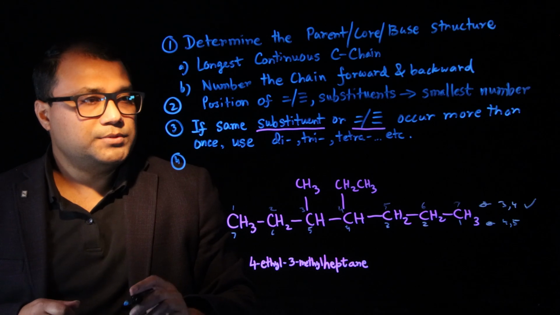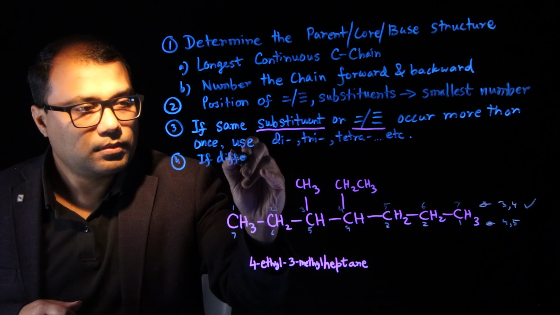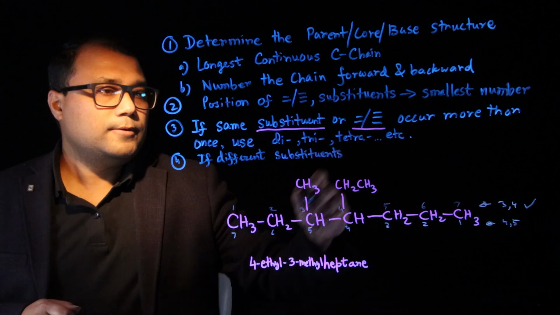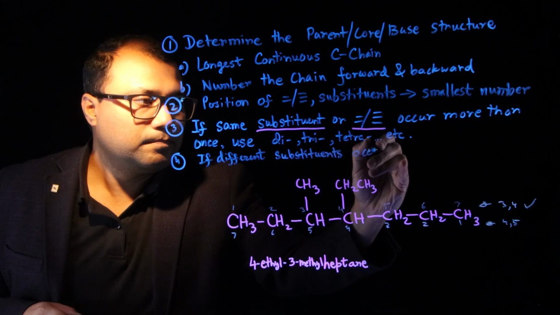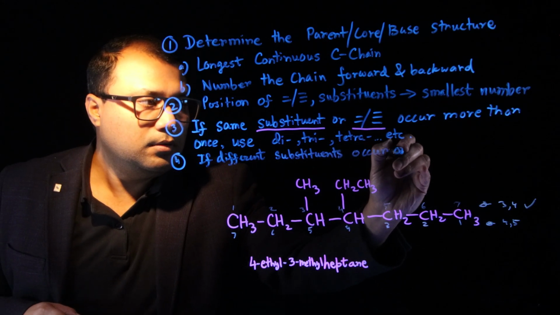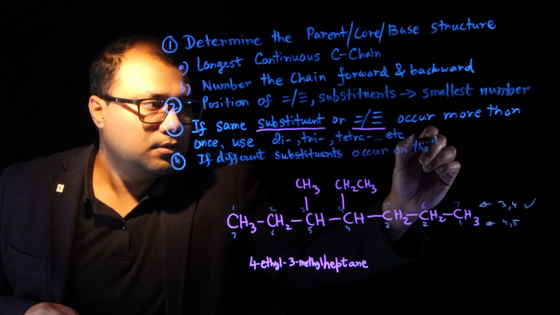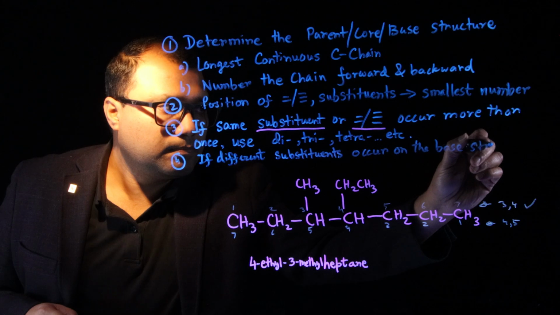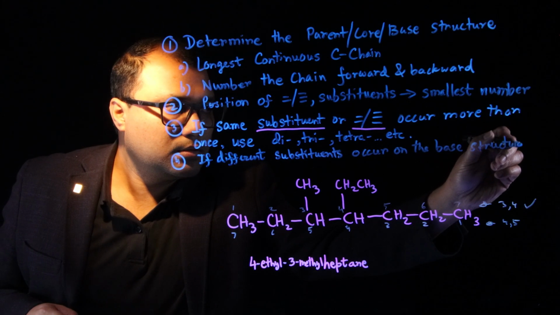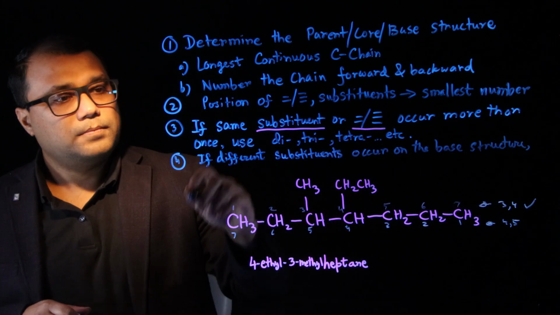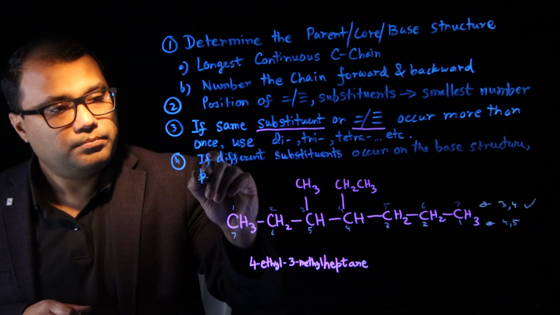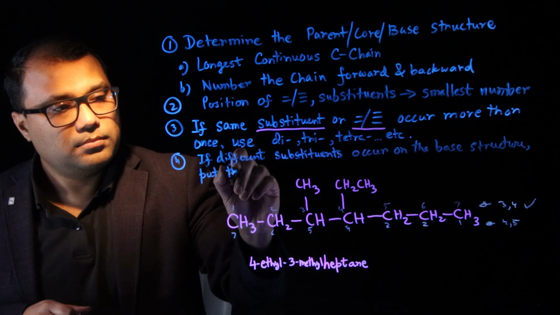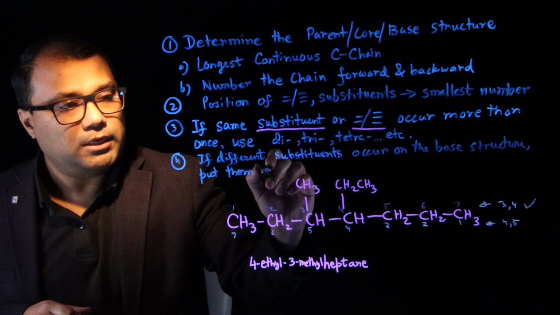Okay. So the rule then is, if different substituents occur on the base structure, then put them in alphabetic order.